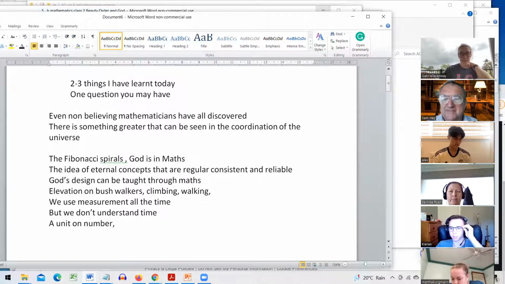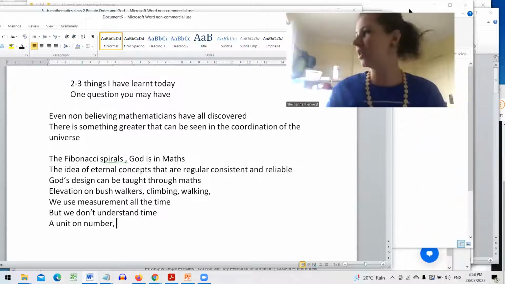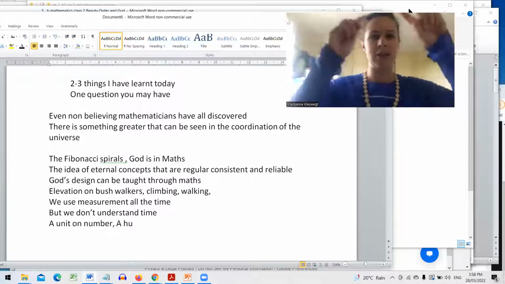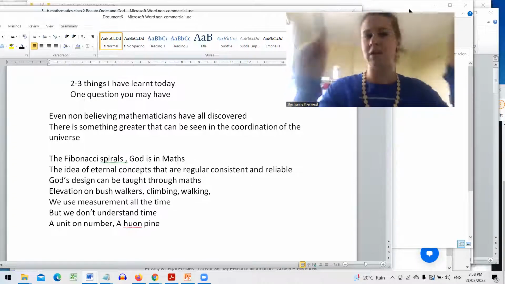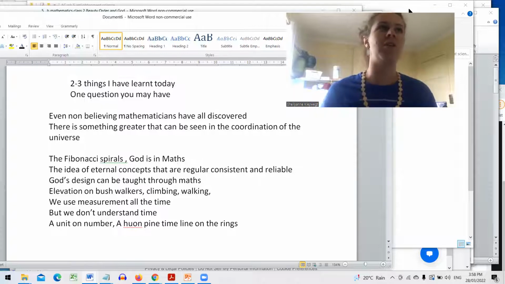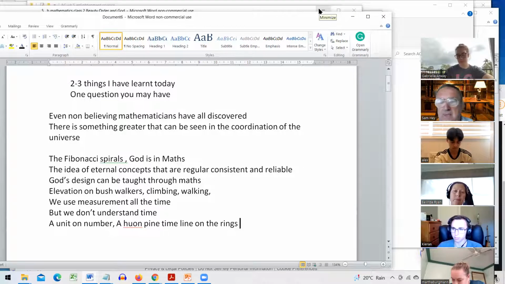Me? Yeah. Well, I was looking at a Huon pine that was chopped down in the 70s, and it had been around since before Jesus was born. And they'd done a timeline on the rings, and that's maths, but that's also creation and an order and the infinity of God. Yeah, that's so good. Abby, your thoughts?